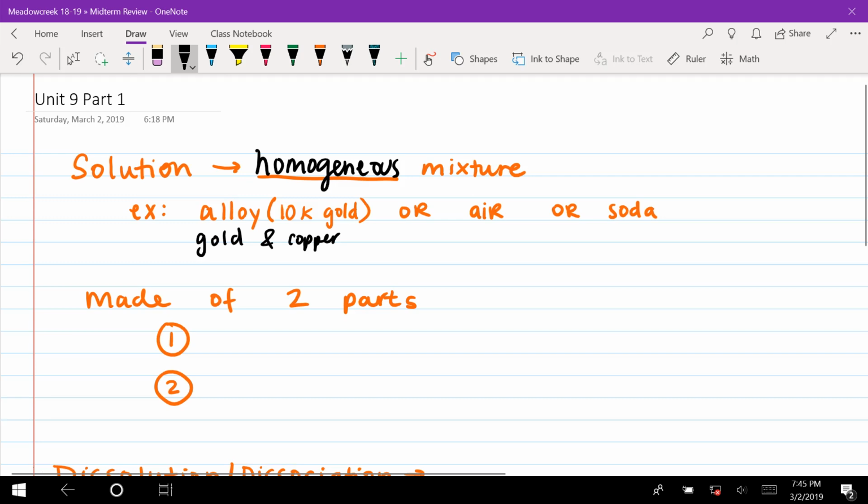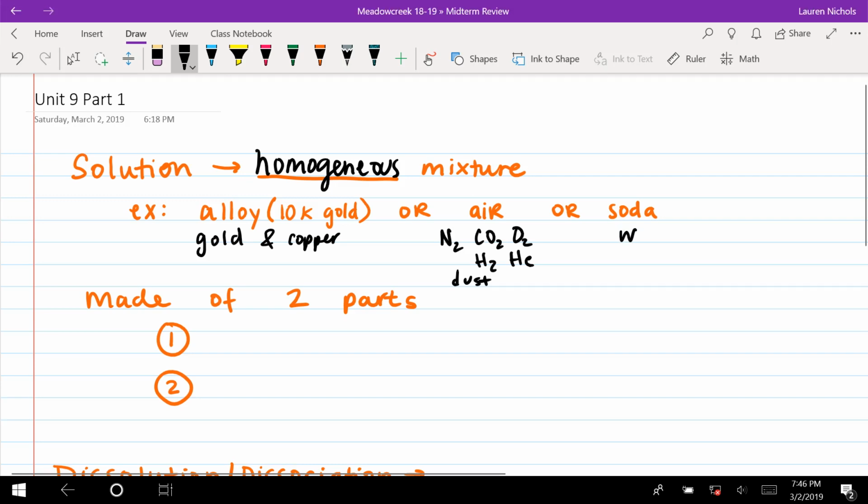You can also have air, which is a mixture of nitrogen and carbon dioxide, and of course oxygen because we breathe it. There's some hydrogen and some helium and some dust and pollution. All of those things are mixed in the air. And you cannot decide just by looking in the air, oh, that's carbon dioxide, oh, that's oxygen. And so therefore it makes it a solution.